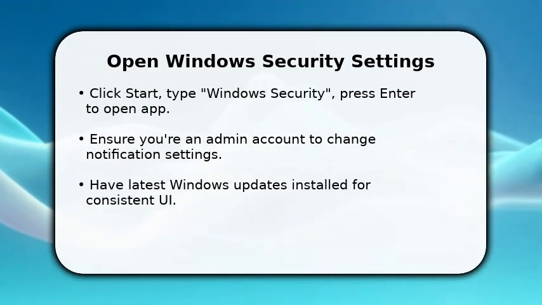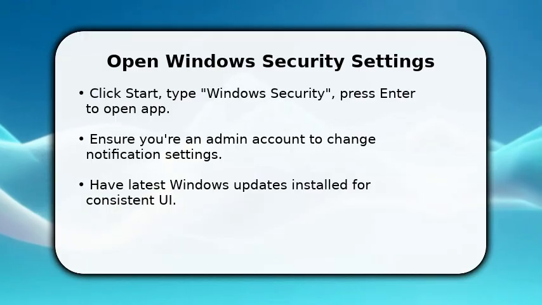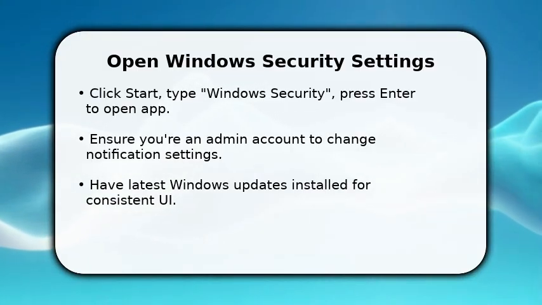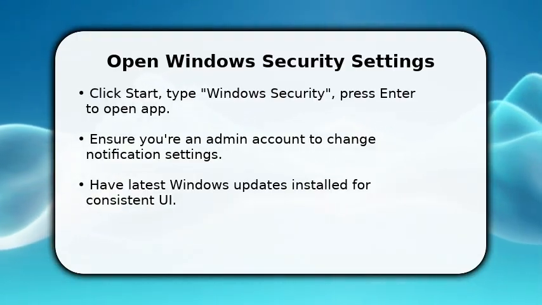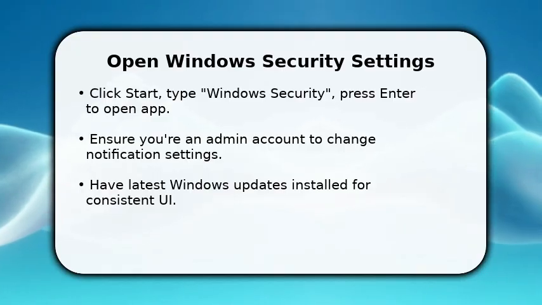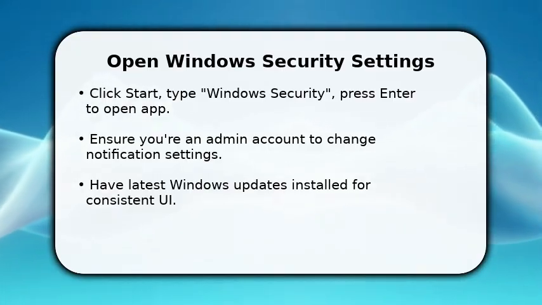If you recently updated Windows, the layout may differ slightly. In that case, use the search box inside Settings to find notifications. Now that you're in the app, move to the Notifications area. This is where the actionable toggles live, so continue to the next slide.